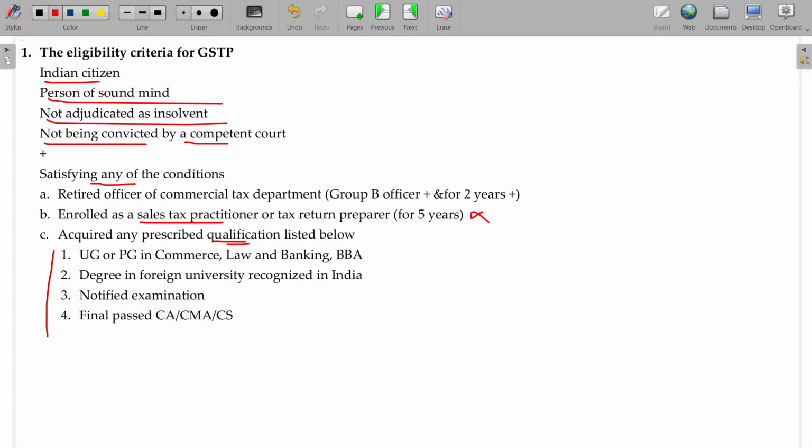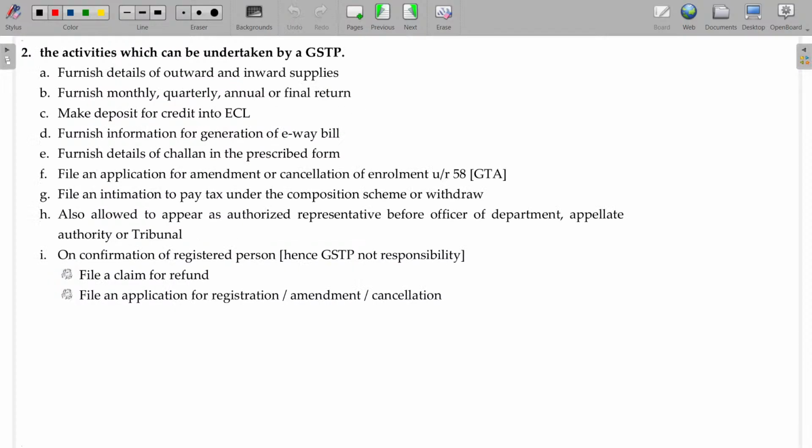And the enrollment as sales tax practitioner under the old act is not required now. If you registered as sales tax practitioner under old act, by default you will be the GSTP for at least 5 years. Thereafter you have to apply for regular formalities for the fresh GSTP. Then what are the activities? You can file the returns and you can pay the tax on behalf of your customer or client, and on behalf of the client you can file the e-way bill. Whatever the things the customer or client has to do now, you can do.